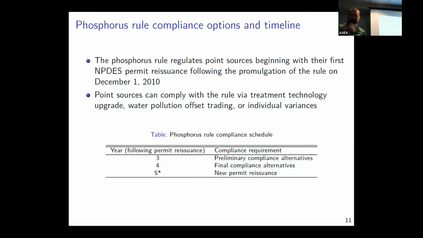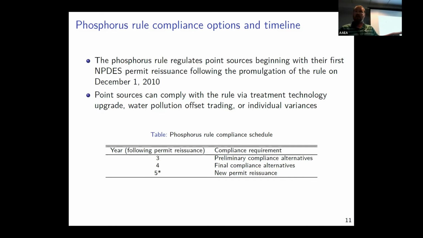All right, so then your options. The second part of the phosphorus rule regulates them beginning with their first National Pollutant Discharge Elimination System permit following the December 1st rule, right? NPDES permits go every 5 years. If my permit was issued to me in 2008, that means I'm going to be subject to the phosphorus rule beginning with my first permit in 2013. All right, so these facilities have had time to develop compliance strategies.